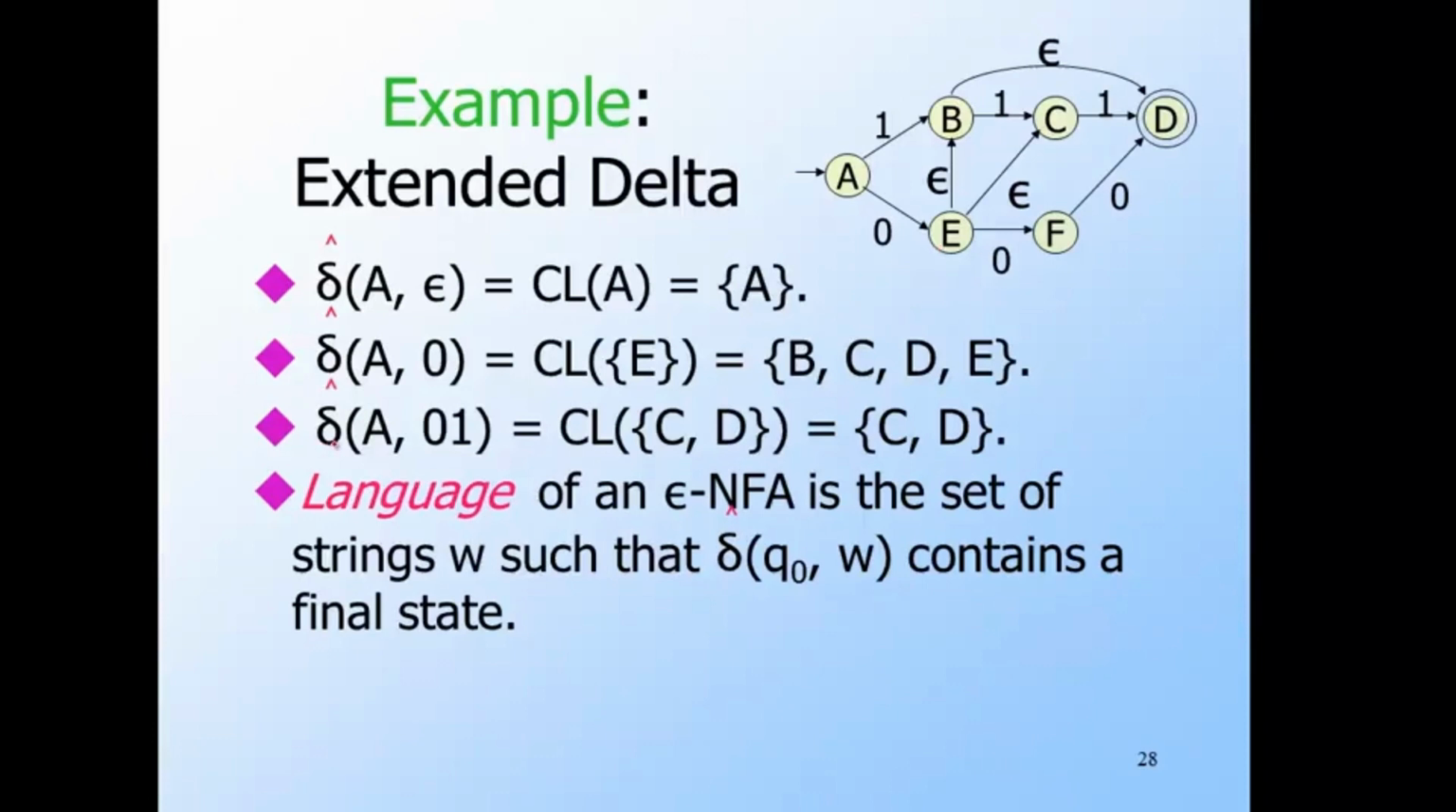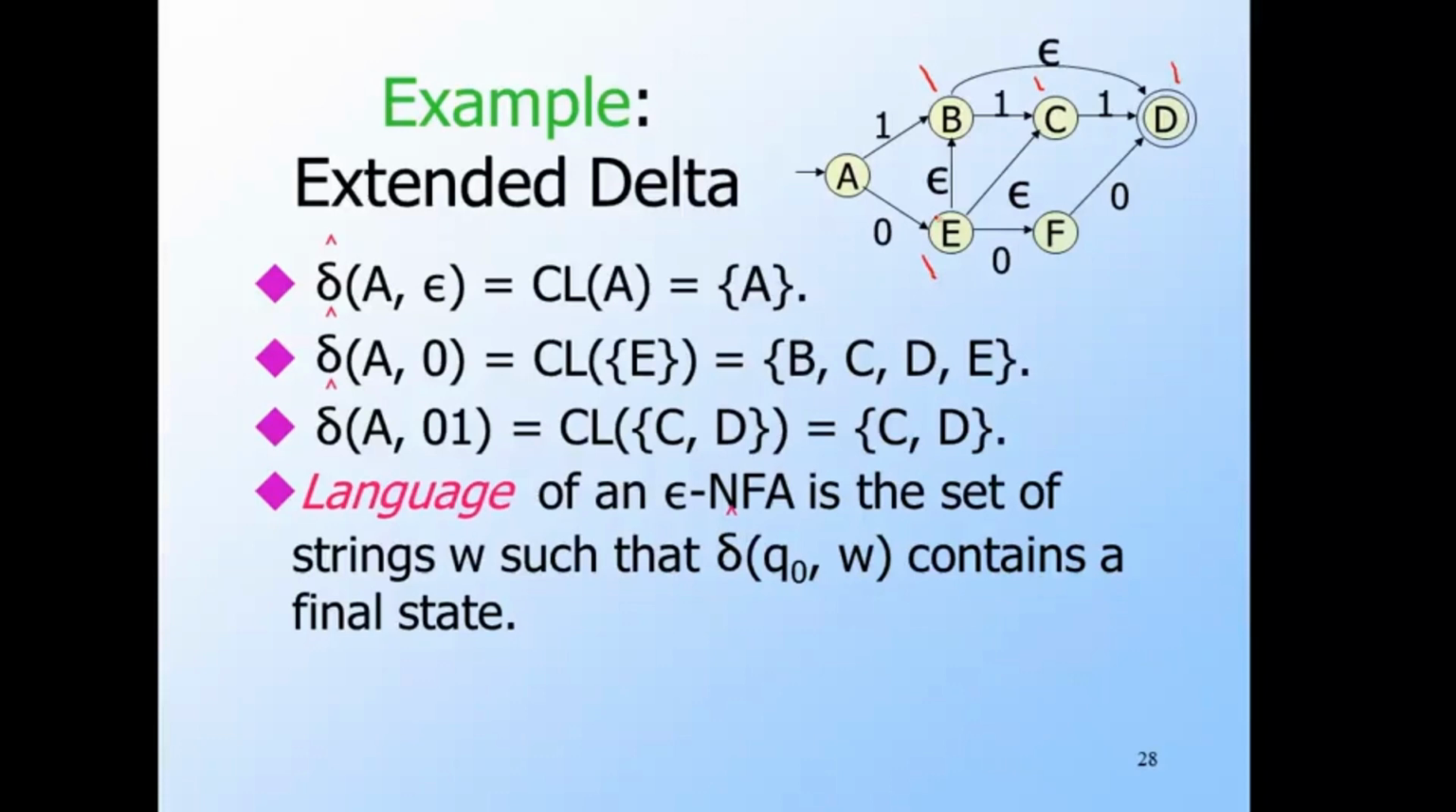Now, delta hat of A and the string 0, 1, I claim is closure of C and D, which actually is just C and D. Why is it closure of C, D? Well, look, we already know that delta hat of A and 0 is the set containing B, C, D, and E. Okay, so we're sort of here, here, here, and here.